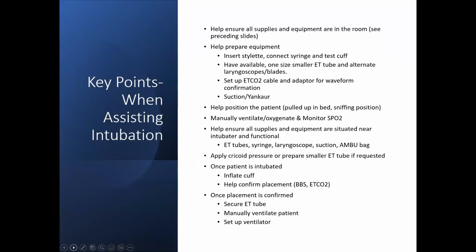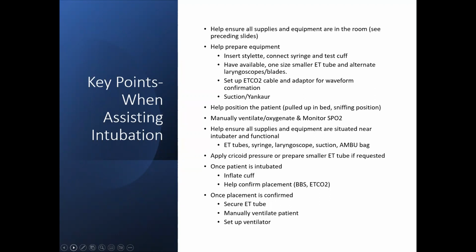Key points when assisting. Those were the key points when you're actually doing it. Help ensure that all the supplies are there, help prepare the equipment, inserting the stylet, connecting the syringe, testing the cuff, having available one size smaller ET tube. So if you're intubating with an 8, have a 7.5 handy. When I say one size, I mean half a size. Set up the end tidal cable, adapter, waveform, suction, and Yankauer, and have it available and functioning.